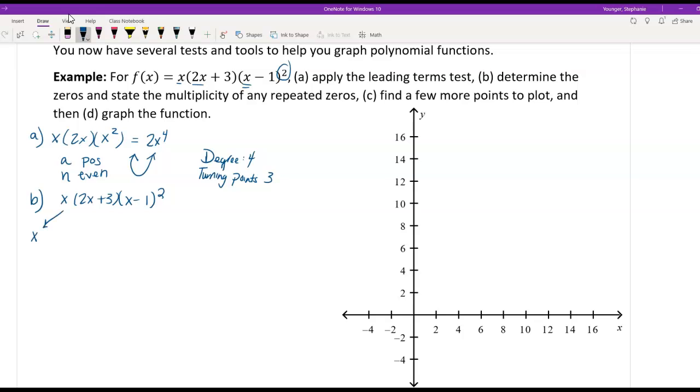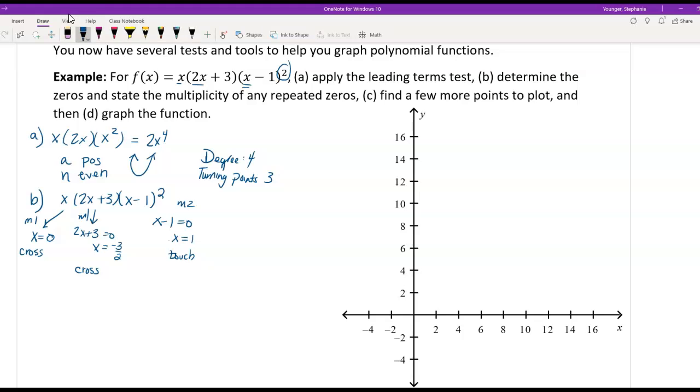So when I go to these zeros, I have x equals 0. I have 2x plus 3 equals 0. And I have x minus 1 equals 0. Now notice, this has a multiplicity of 1. This has a multiplicity of 1. But this has a multiplicity of 2. Which means that this is going to cross. This is going to cross. And this is going to touch the x-axis. So when I isolate x here, I get -3/2. When I isolate x here, I get 1. So those are my zeros.